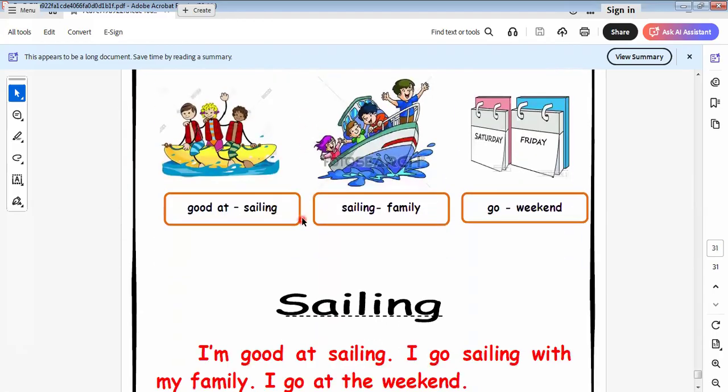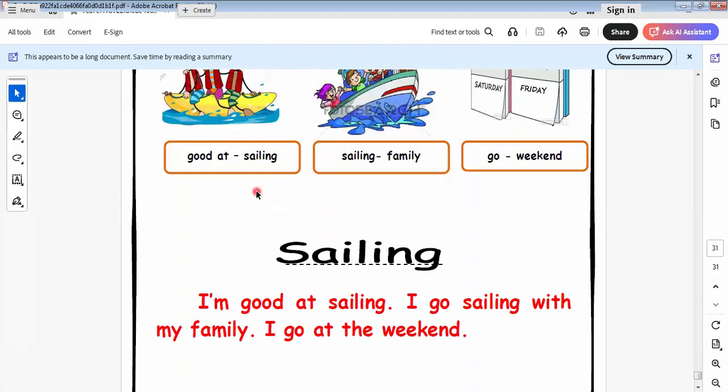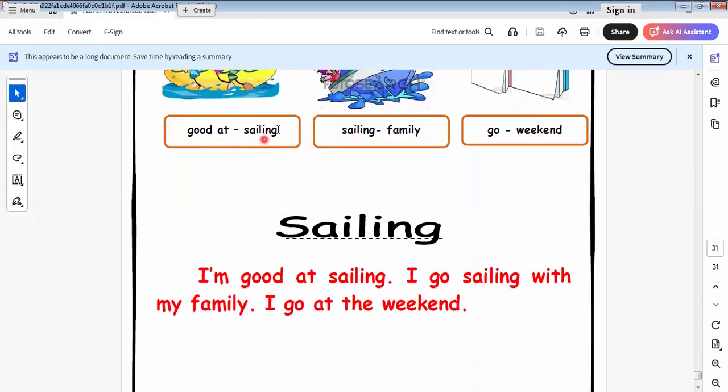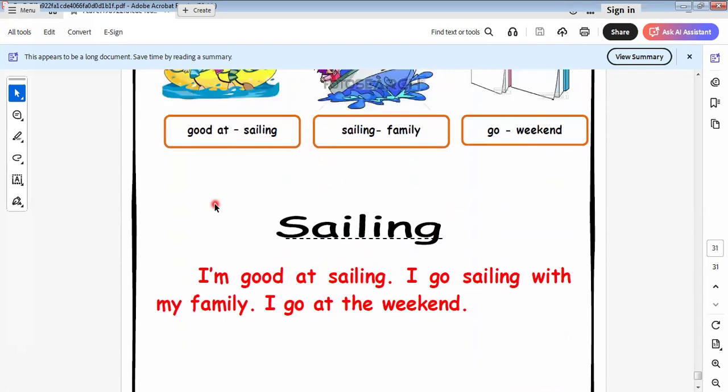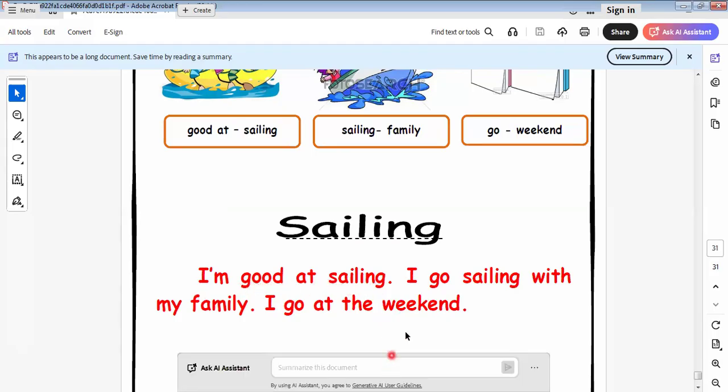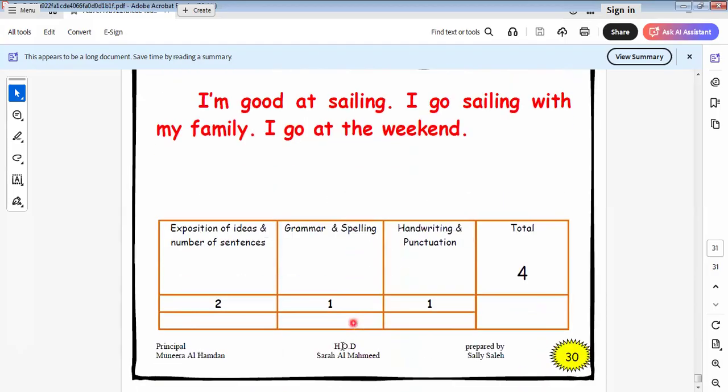Okay, here this is another paragraph. Let's do it together. Good at sailing. Sailing, family, go with. Here is the paragraph about sailing. I'm good at sailing. So here I make a sentence: subject, verb, object. As we know, the components of a sentence must be subject, verb, object. I'm good at sailing. I go sailing with my family at the weekend.